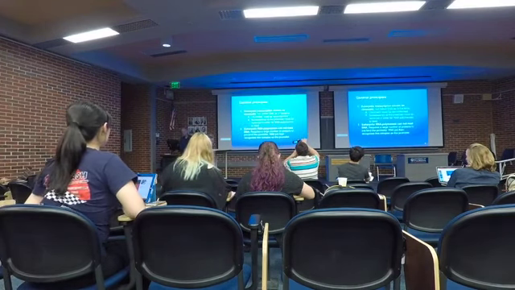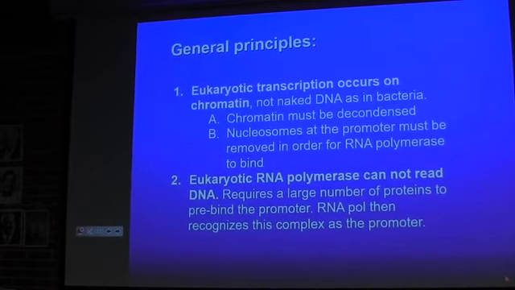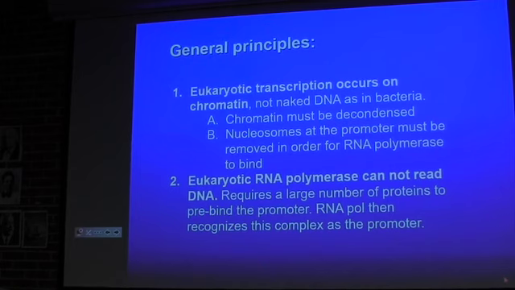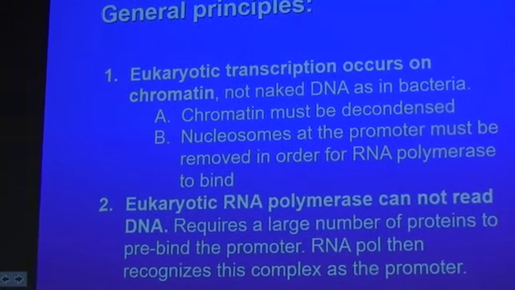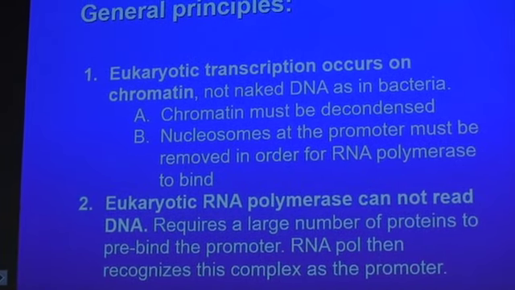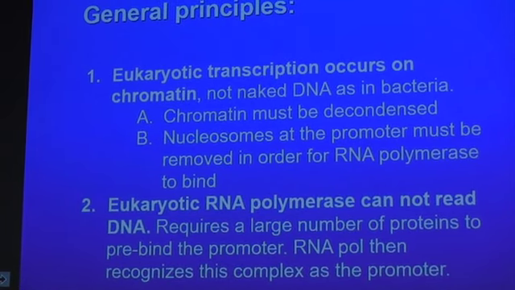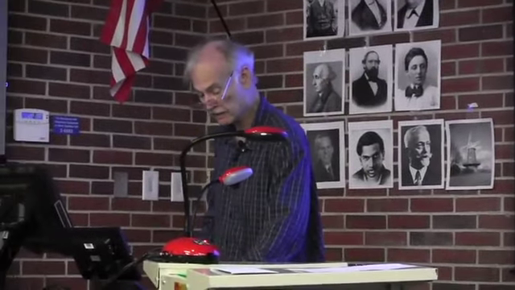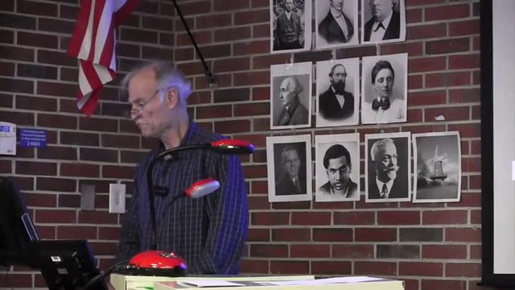General principles here: of course, it occurs on chromatin, not on naked DNA. You have to decondense. It turns out that most regulation, or a great deal of it, in a eukaryote is simply dealing with the condensation state of the genome. It's such a big component of regulation, whereas it's a very minor component in bacteria.